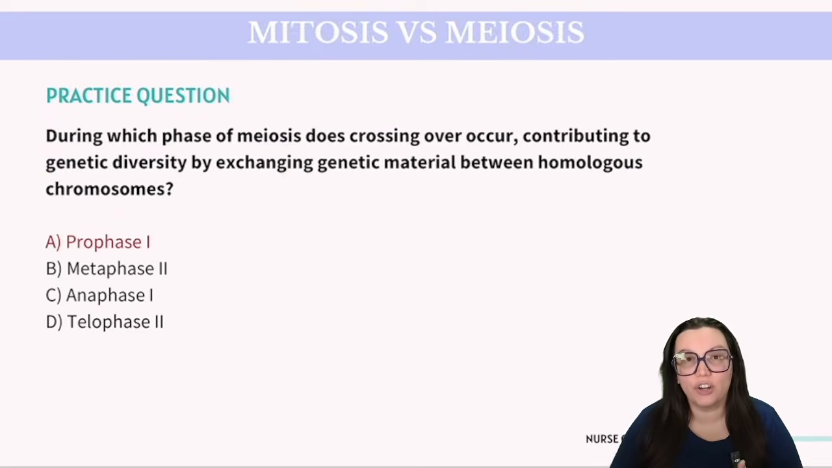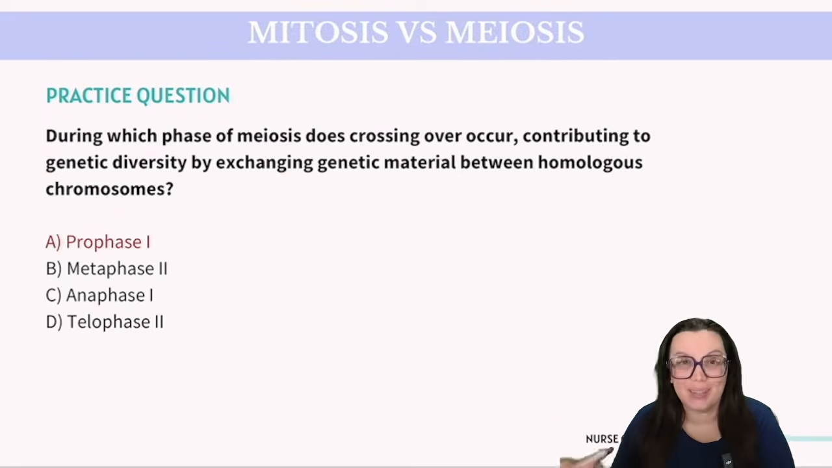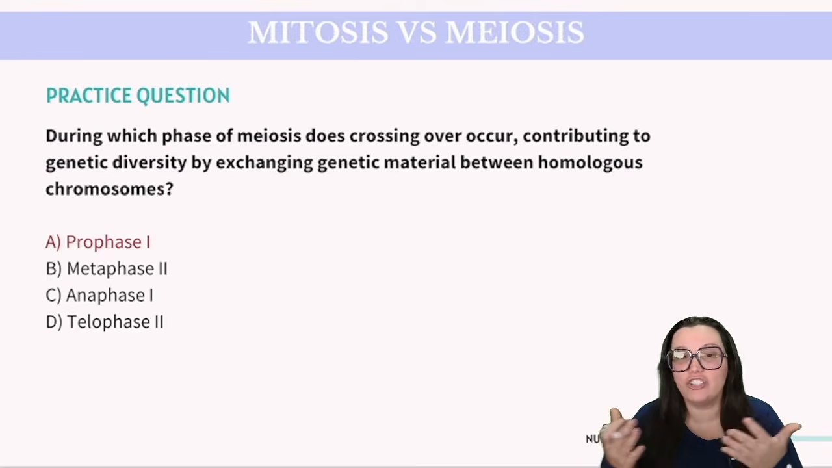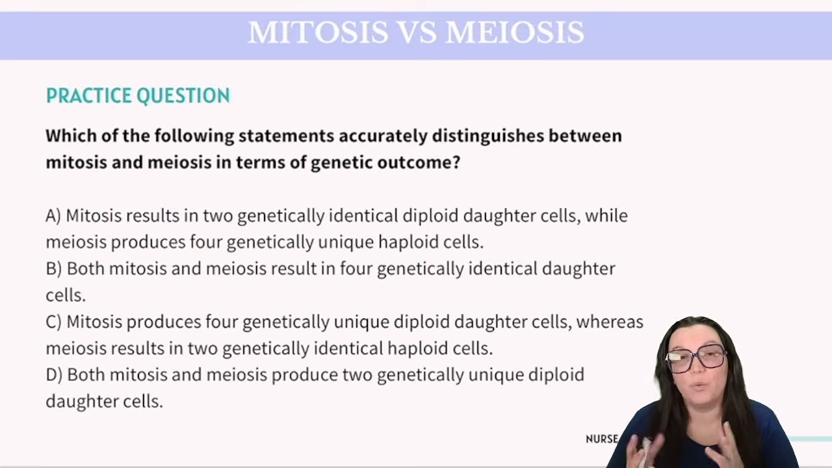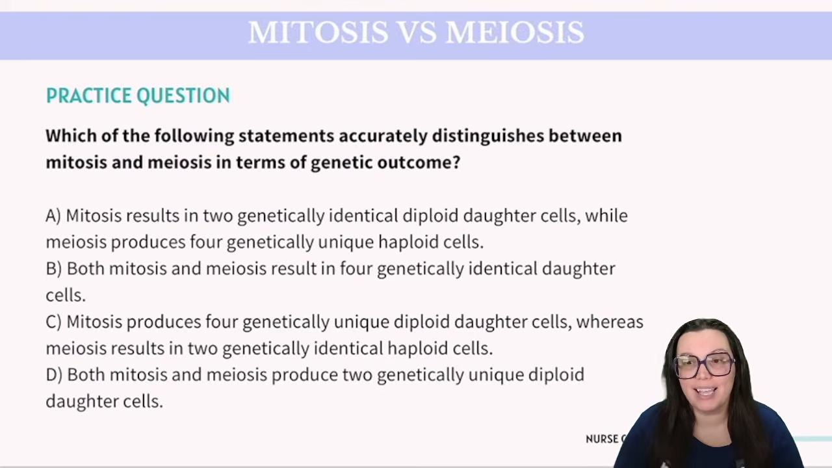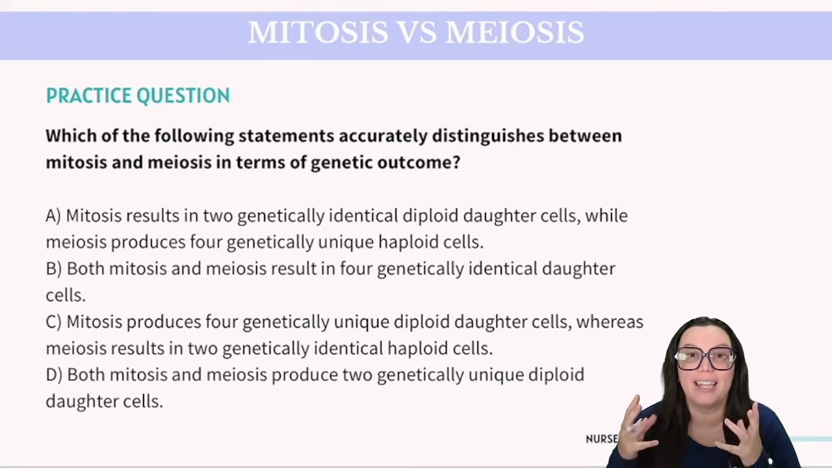That crossing over occurs during Prophase I of meiosis. This is when those homologous chromosomes pair up and exchange segments of genetic material, leading to genetic variation in the resulting gametes. Which of the following statements accurately distinguishes between mitosis and meiosis in terms of genetic outcomes?